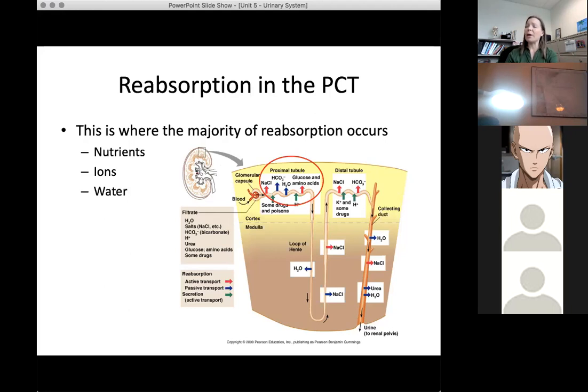Okay, and then finally, about 50% of chloride ions and urea are reabsorbed here. Remember that urea is a byproduct of protein metabolism. So urea gets reabsorbed. So all of that happens in the PCT. There's a lot of reabsorption that happens there.